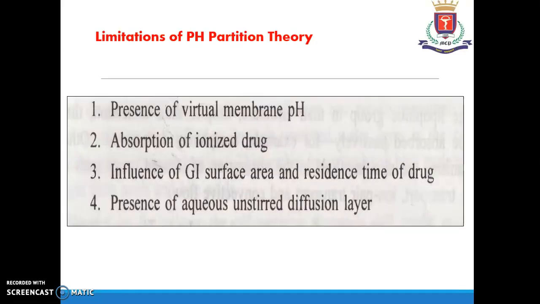The limitations of the pH partition hypothesis: the limitations are the presence of the virtual membrane pH, absorption of ionized drug also, and the influence of GI surface area and residence time that we have already seen in the discussion. So these are the limitations.